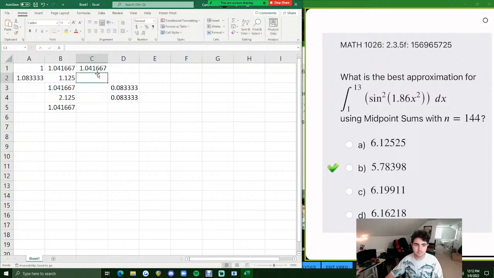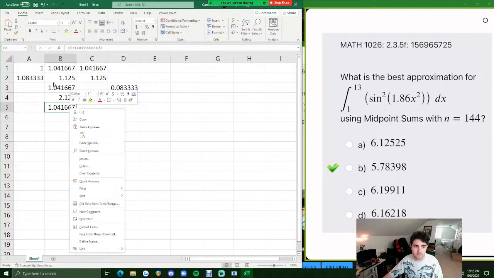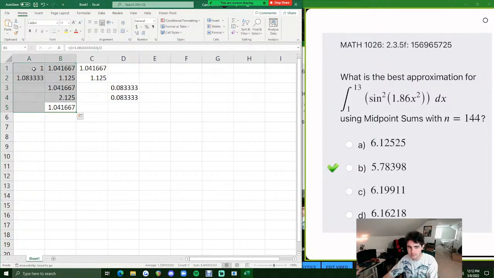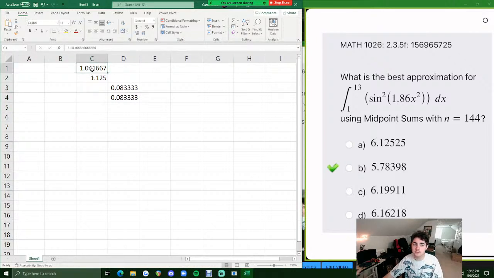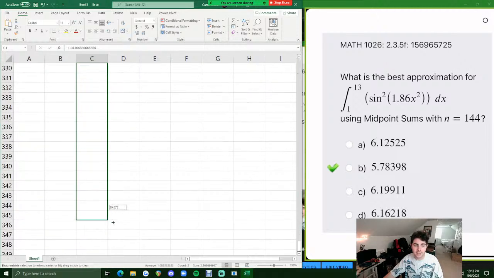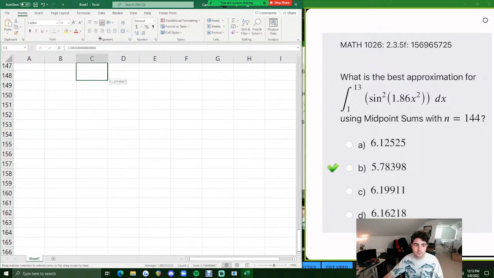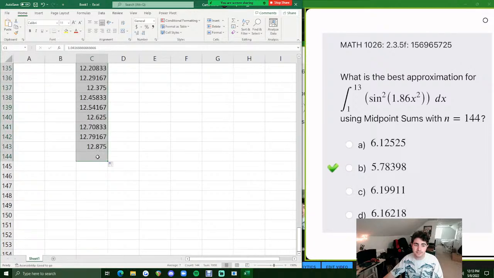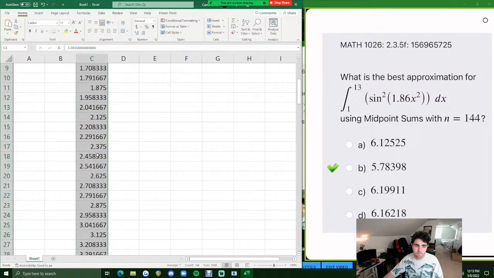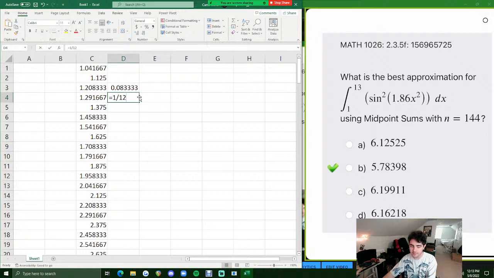1.0416 repeating. So now we'll do 1.125. All right. We finally got it. This is going to work, I promise. So this is our x value that we're starting with. Each width of these is now 1/12. So now when we highlight these and drag these down, we're going to be adding 1/12 each time. So we can go to 144, and this will give us the x values we need for our 144 rectangles.